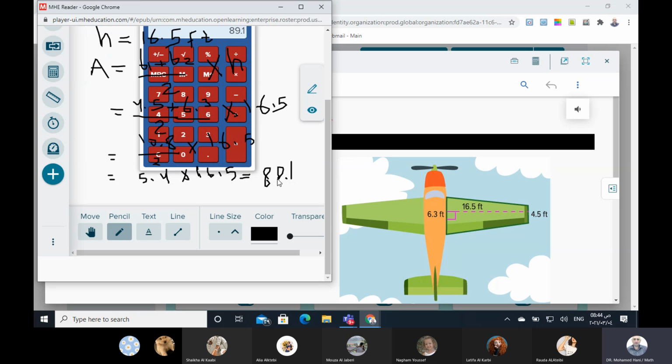And who can tell me what is the unit here? Feet. Just feet or feet squared? Always for the area, use squared in the unit. Feet squared.